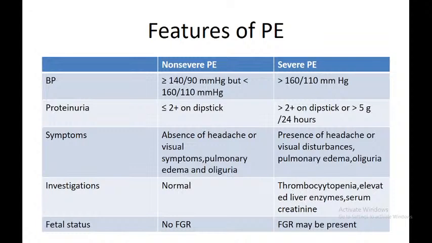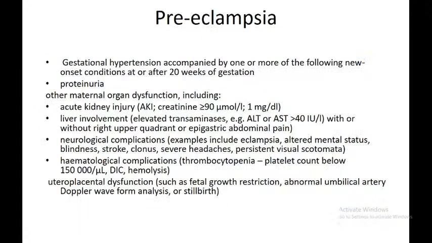And if we do investigations, usually these tend to be normal in cases of non-severe, whereas there can be altered levels in the form of thrombocytopenia, elevated liver enzymes, or rising serum creatinine in cases of severe PE. And when it comes to fetal status, usually we don't see any fetal growth restriction in non-severe, whereas fetal growth restriction may be present in cases of severe preeclampsia.